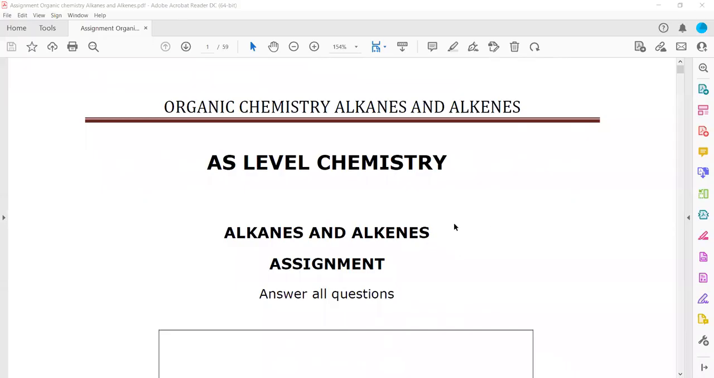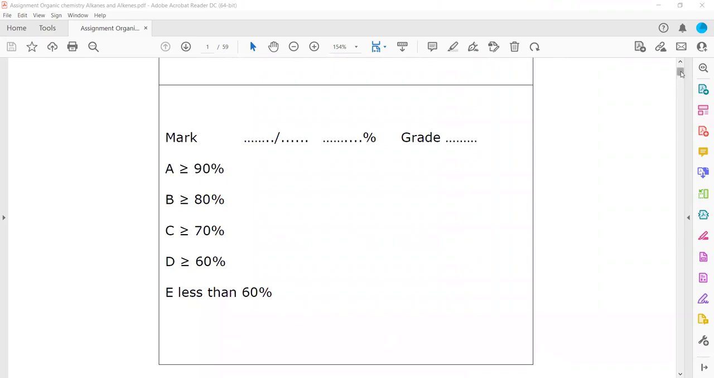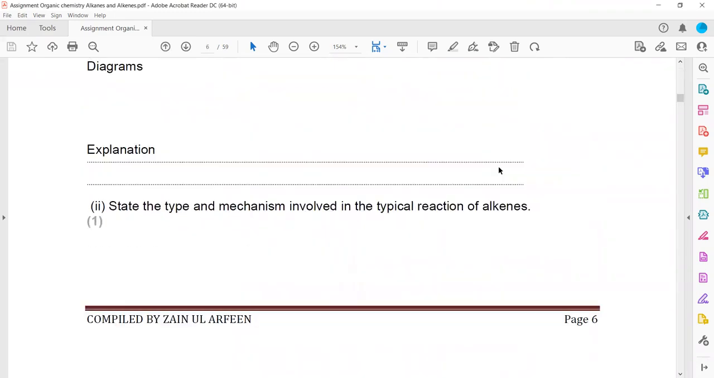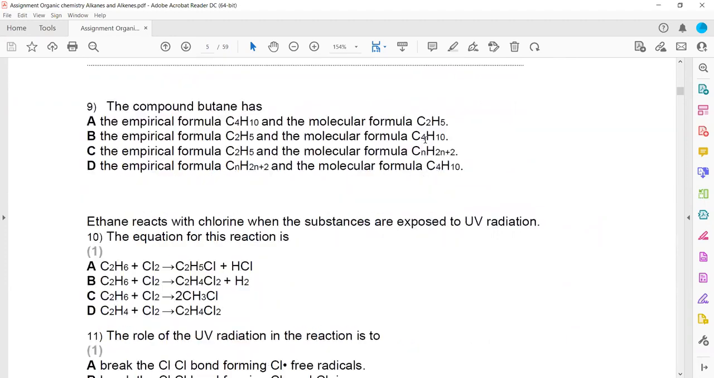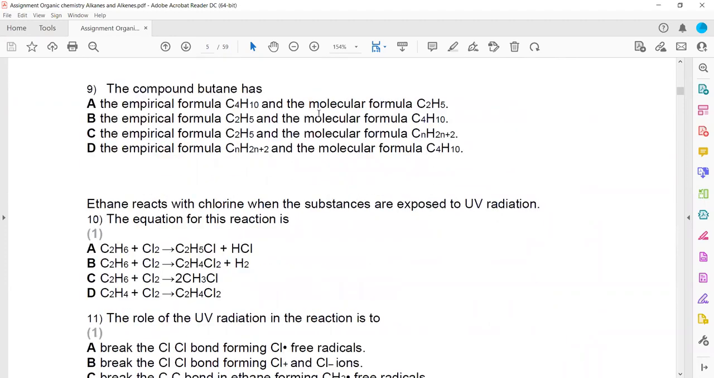So this assignment is related to alkanes and alkenes. We did the first 8 questions in the previous session. Today we'll do 9 onwards. A compound butane has... So which statement is correct about the compound butane?